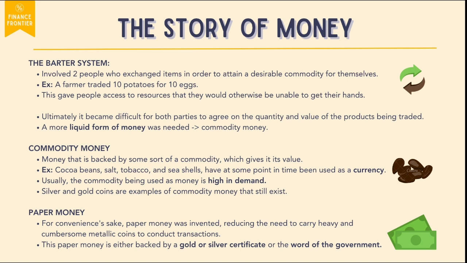Examples of commodity money that were used back then were cocoa beans, salt, tobacco, and seashells, which at some point were actually used as a currency. An example in the current day is silver and gold coins. Silver and gold have other purposes beyond just their use as money. Gold can be used in jewelry, for example, in electronics or other industrial applications.